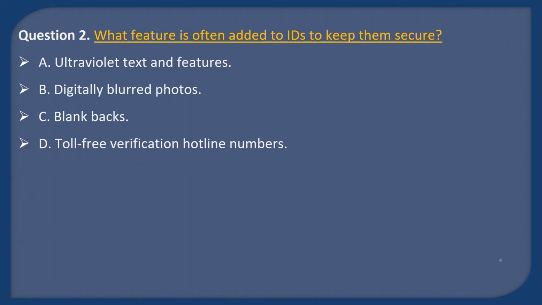Question 2. What feature is often added to IDs to keep them secure? A. Ultraviolet text and features. B. Digitally blurred photos. C. Blank backs. D. Toll-free verification hotline numbers.